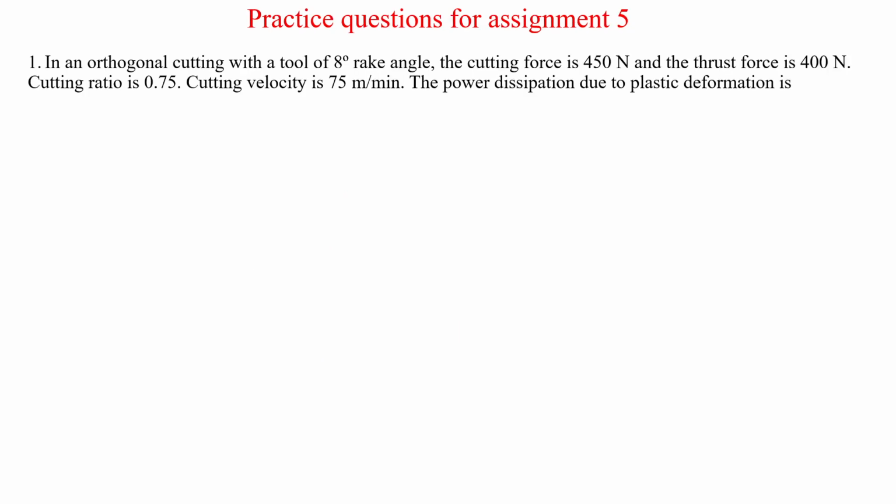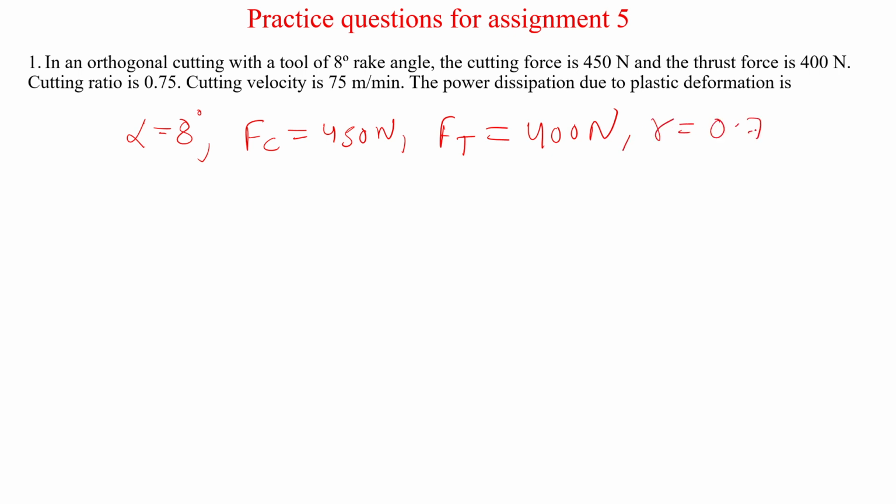Okay, fine. So today we will solve some of the numericals, which will help you in the assignments. So first, question number 1. Please read it. In an orthogonal cutting with a tool of 8-degree rake angle. So alpha is how much? 8 degrees. The cutting force Fc is how much? 450 Newton. The thrust force Ft is how much? 400 Newton. Cutting ratio R is 0.75. The cutting velocity V is 75 meter per minute.